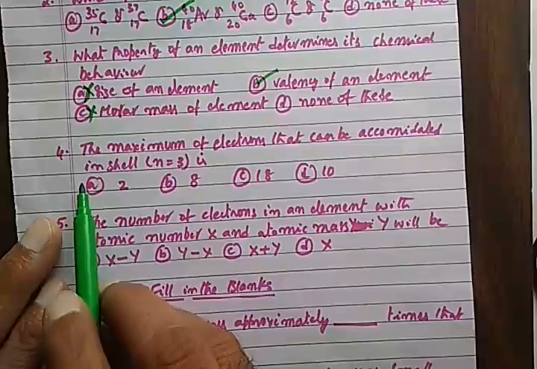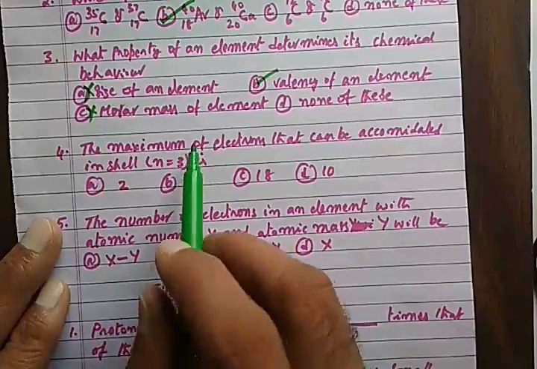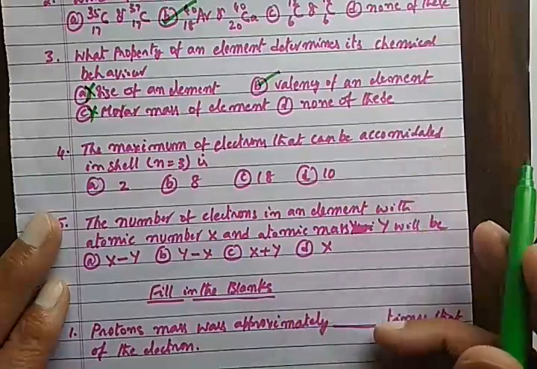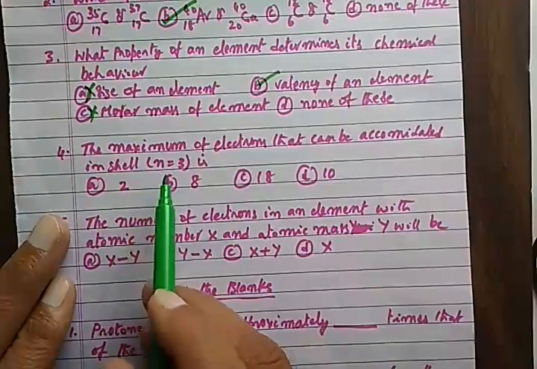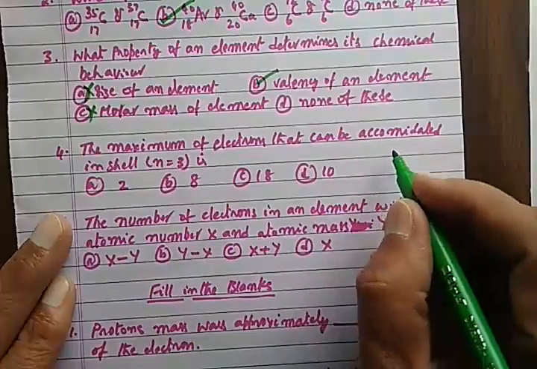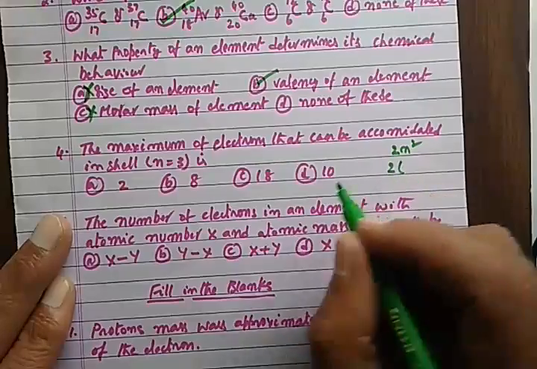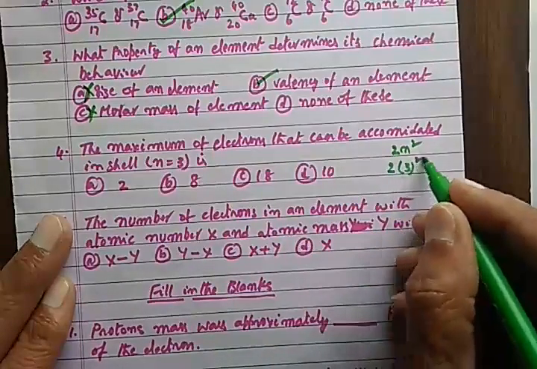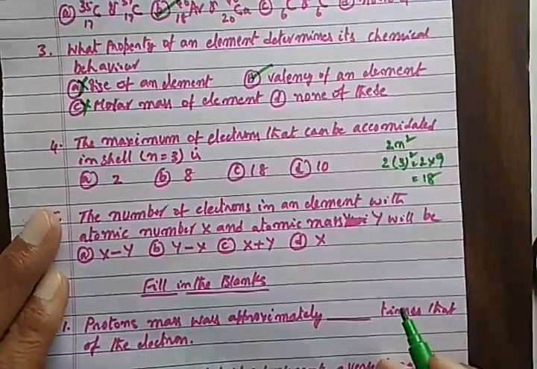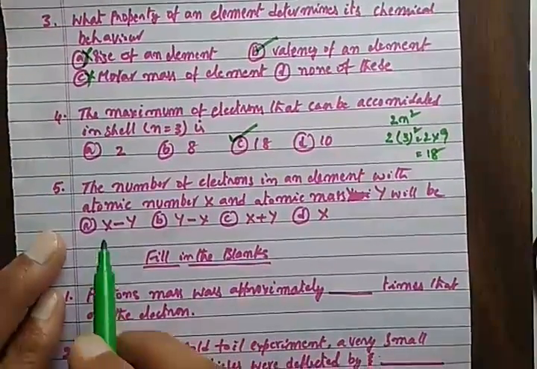So 4. The maximum number of electrons that can be accommodated in a shell, n is equal to 3. So n is equal to 3, what is the equation? 2n square. 2 into n, here 3, 3 square. 2 into 9, 18. So 18 is correct. Remember this equation.